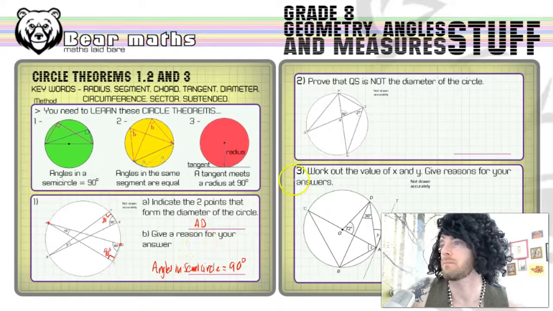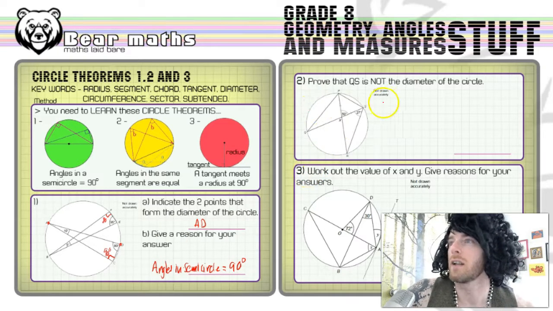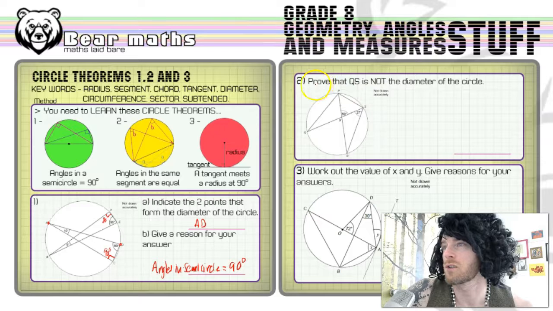Relatively simple, but tricky if you didn't know that circle theorem. Right, let's have a look at the next question. Now this one asks us to prove that QS is not the diameter of the circle.